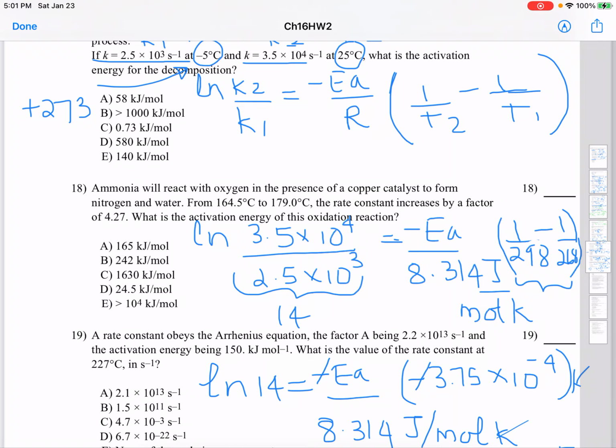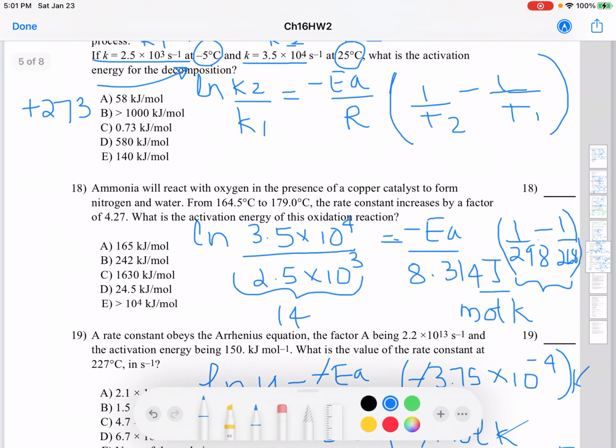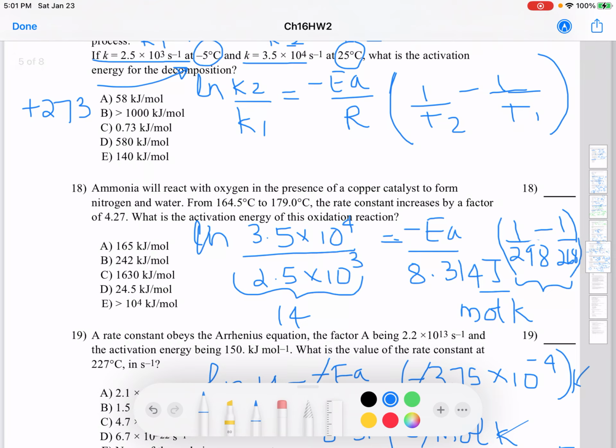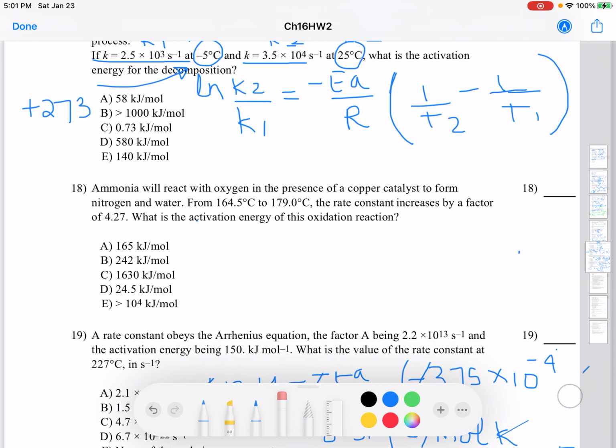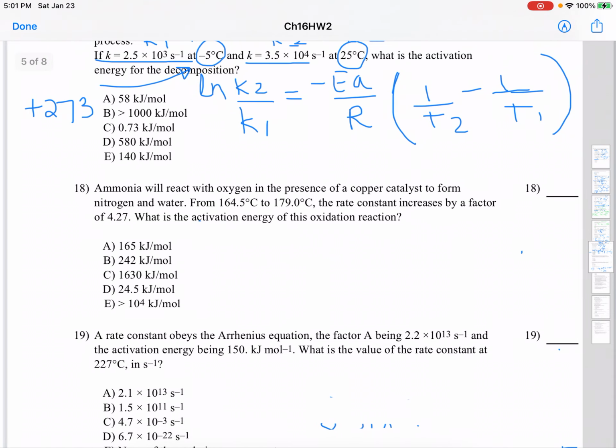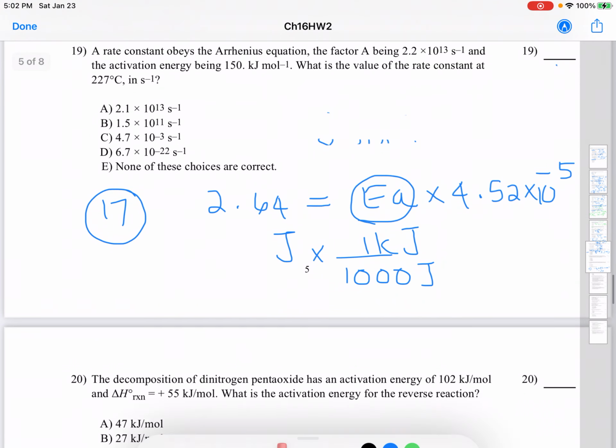Again, we are given two different temperatures, and it also tells us that the rate constant increased by a factor of 4.27. Meaning we can still use the same equation that we used for question number 17, because we have two different temperatures, two different rate constants, and we can find out the activation energy. Okay, so that's what we're going to be doing.